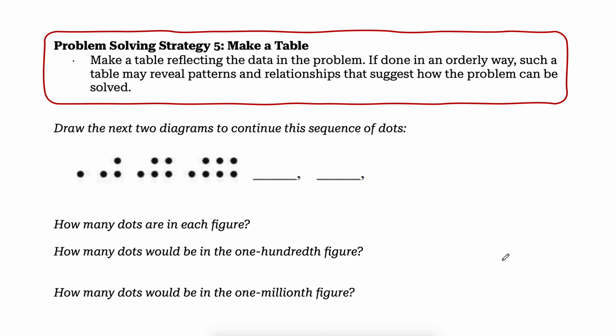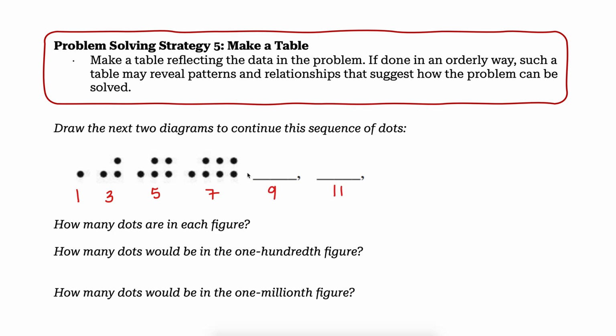So here we have a sequence of dots. We start out with 1 dot, and then the next term in this sequence has 3 dots. Then we have 5 dots. Then we have 7 dots. So the next one, we're going to end up with 9 dots, completing the pattern, and then 11 dots.